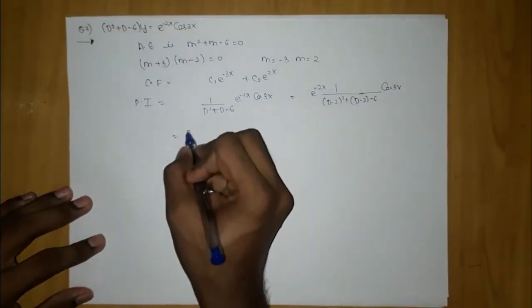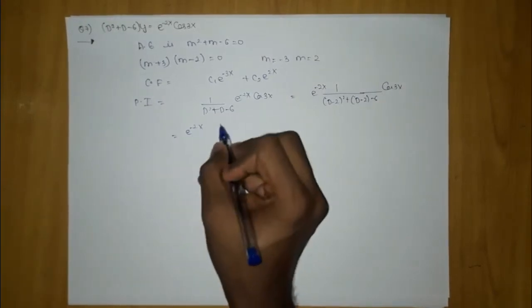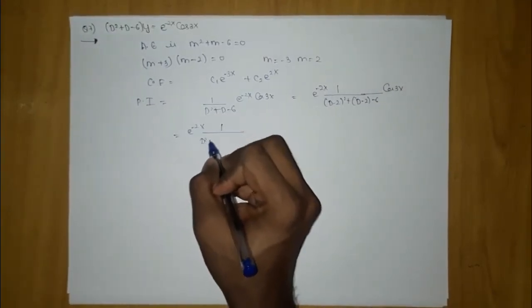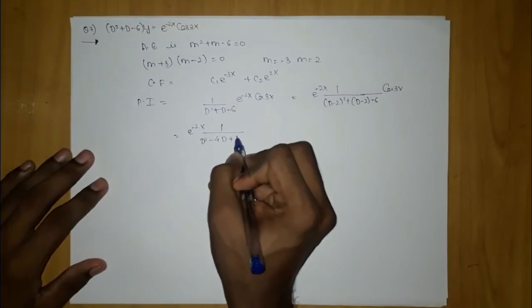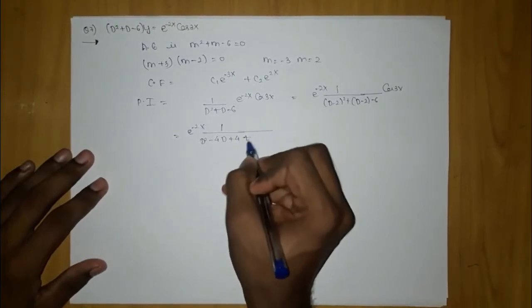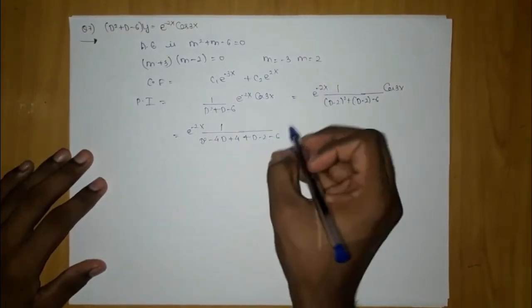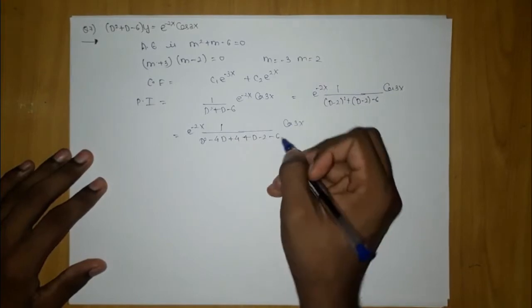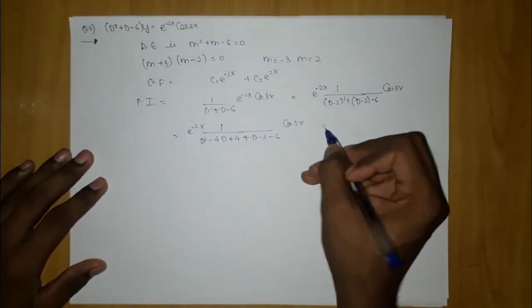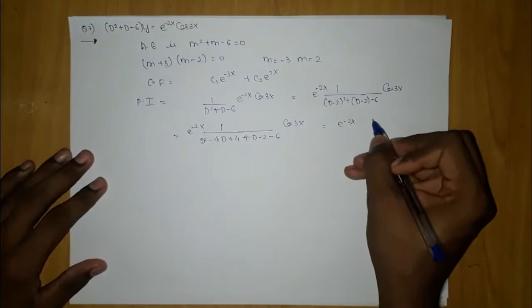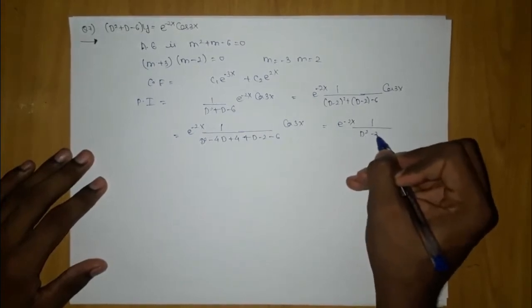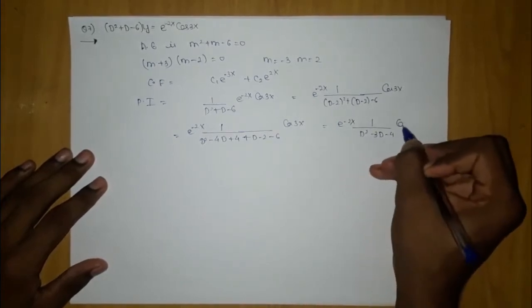After this, what we are going to do: e to the power minus 2x, 1 by, if we open this, D square minus 4D plus 4, here it will be plus D minus 2 minus 6, into cos 3x. So we are going to end up finally with e to the power minus 2x, 1 by D square minus 3D minus 4, into cos 3x.